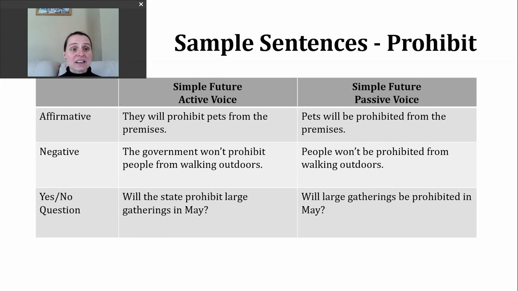Here's an example of negative. Again, we're just going to insert not right after the will. People won't be prohibited from walking outdoors. Okay. Finally, if we want to make a question, we're going to change the order of our sentence here. Will large gatherings be prohibited in May?